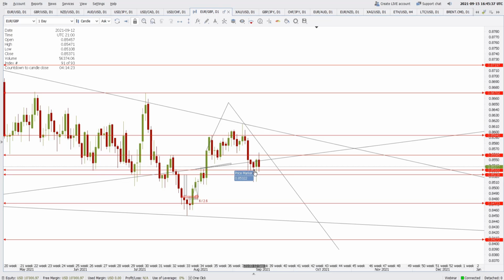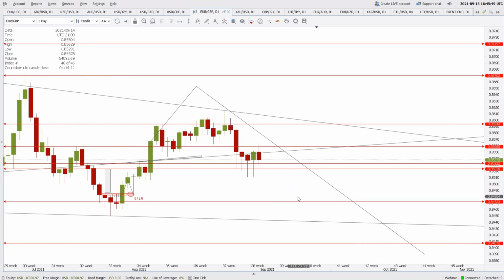EURGBP, yesterday after a bullish pin bar there was a follow up, but suddenly it got rejected at around 0.8558 levels. Yesterday we also discussed that this level is going to be a good resistance, and it is happening. So right now the price is sandwiched between two important levels of 0.8558 and the 0.8532 to 0.8523 level.